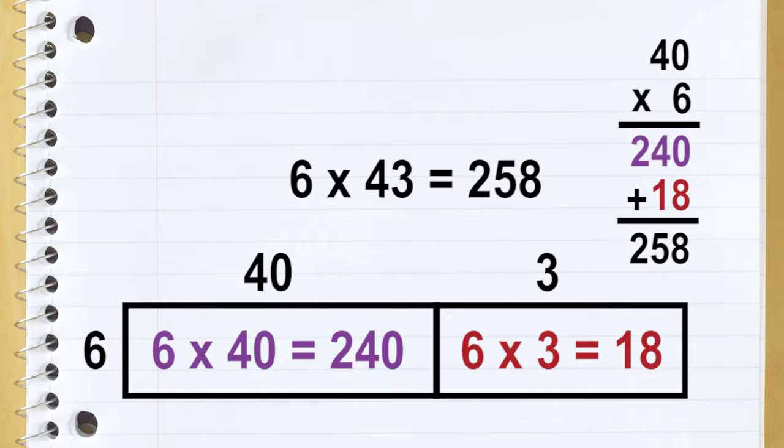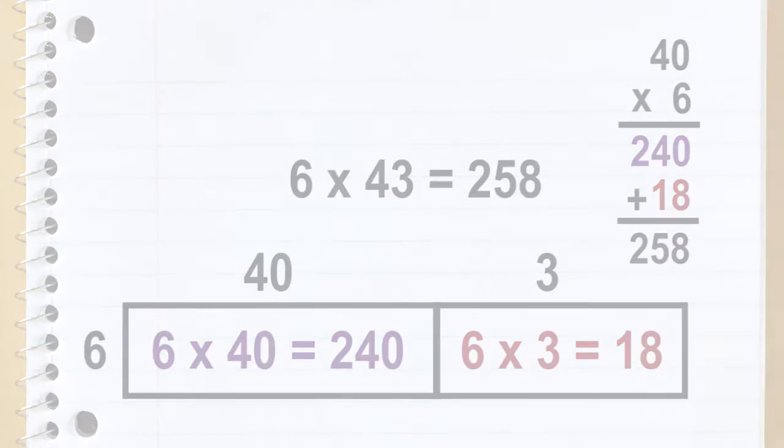In partial product multiplication, it does not matter whether the smallest place value is multiplied first or the largest. The product will be the same. We can multiply 6 times 40 first to get a product of 240. Then we can multiply 6 times 3 to get a product of 18. The sum of the two products is still 258.